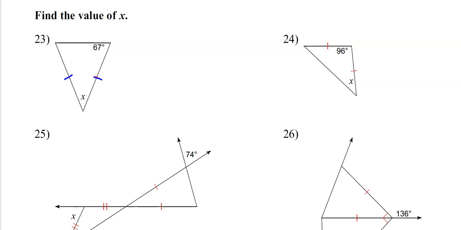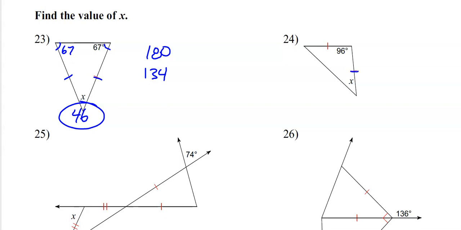Isosceles triangle means we have base angles that are equal. So I can copy that 67 over, add up what I have. That's 134. Subtract from 180. Looking like 46 is that vertex angle, the oddball. You always have 2 twins and an oddball.